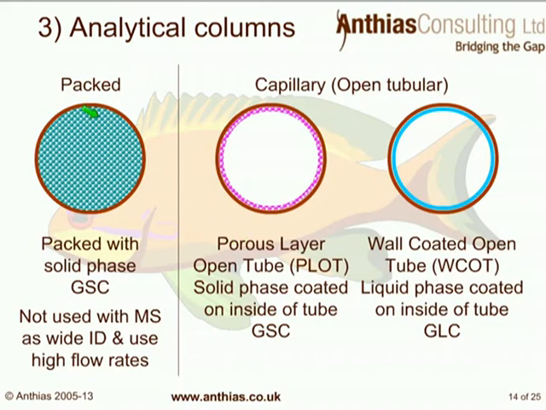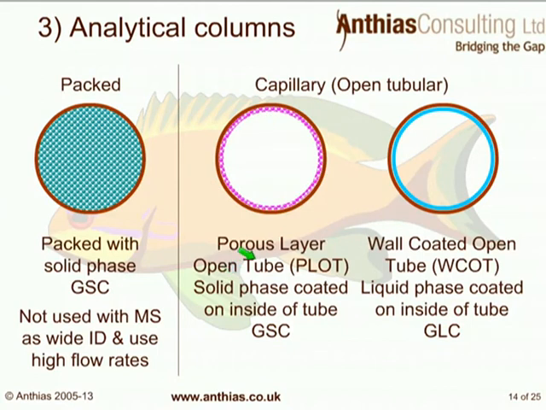Now, packed columns tend to be very wide internal diameter and very short, and the best separation can be achieved on these columns with quite high column flows. Therefore, these are not generally used with mass spectrometers. So moving to capillary columns, these are open tubular columns. The stationary phase is coated on the inner walls of the column itself. It's just like a long, thin tube with the stationary phase coated on the inside.